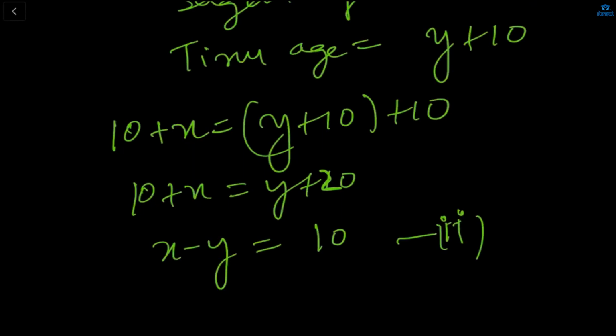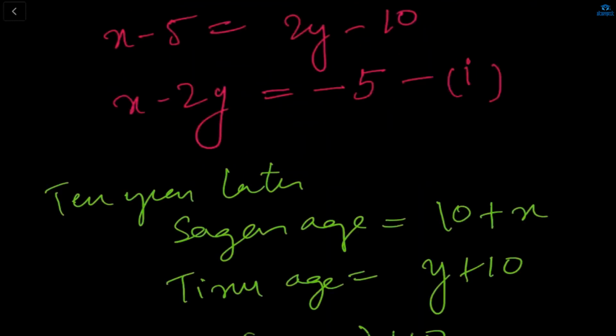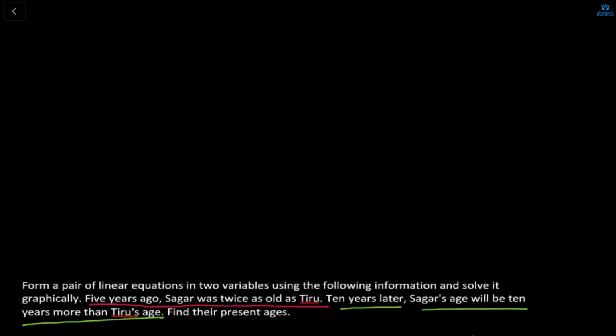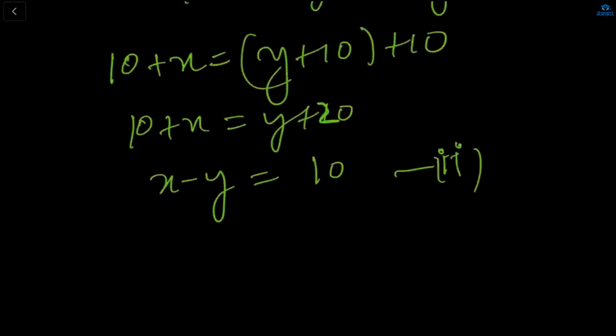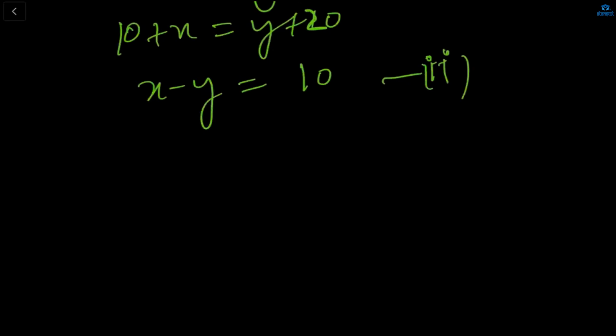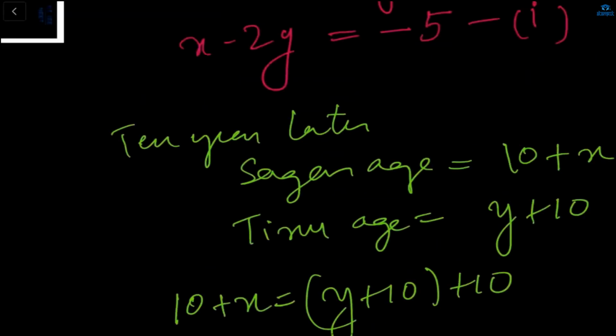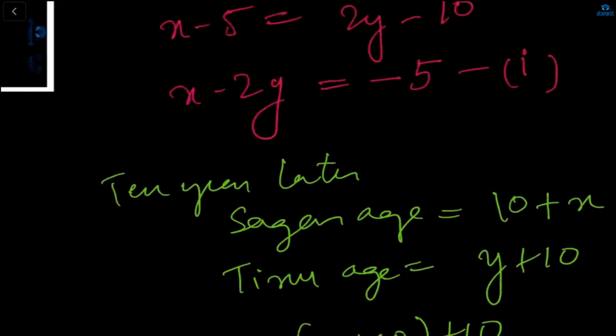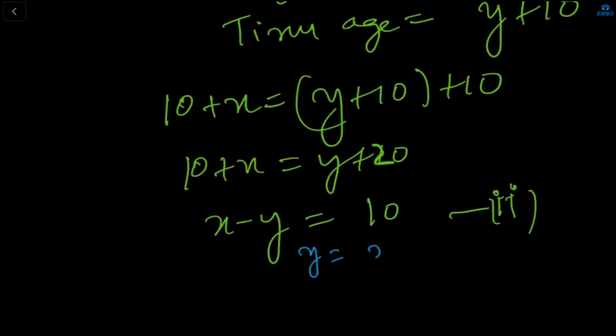Now we have to plot the points. We have to find the points for both graphs. Writing for the first one in terms of y, y is equal to 5 plus x by 2. And here, y is equal to x minus 10.